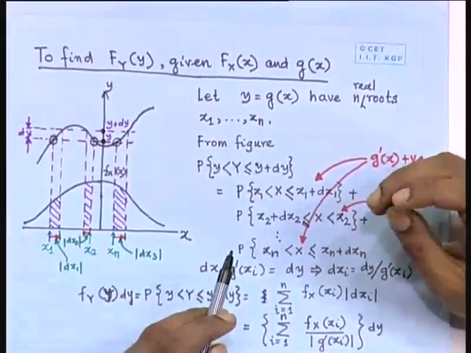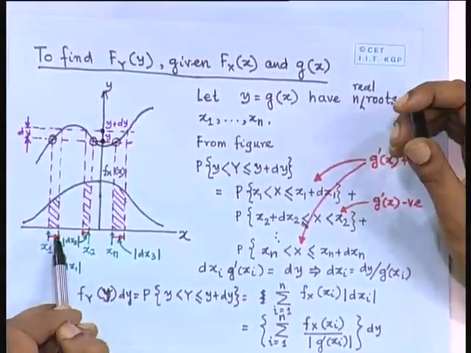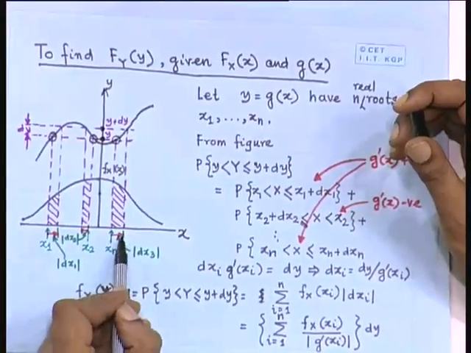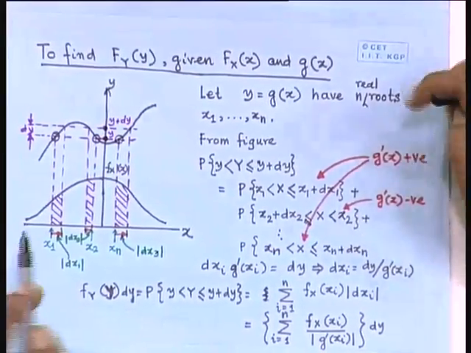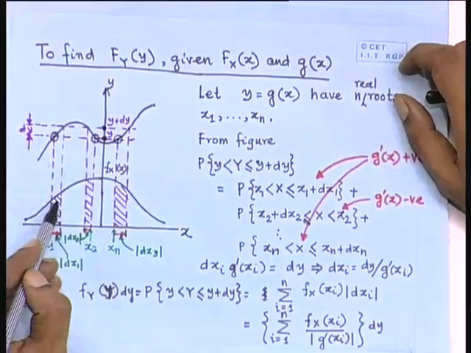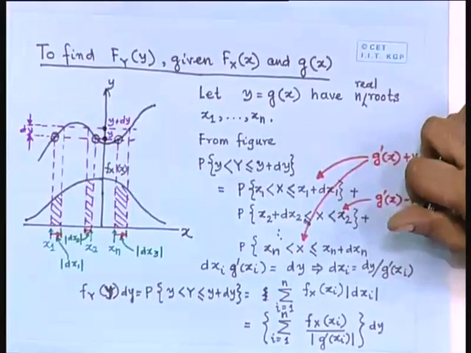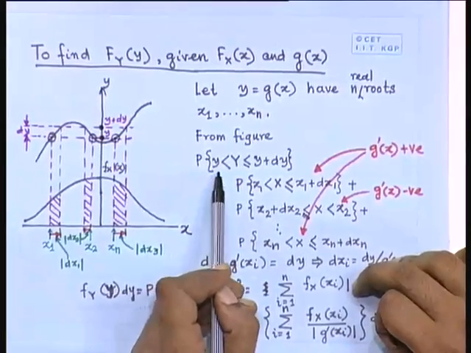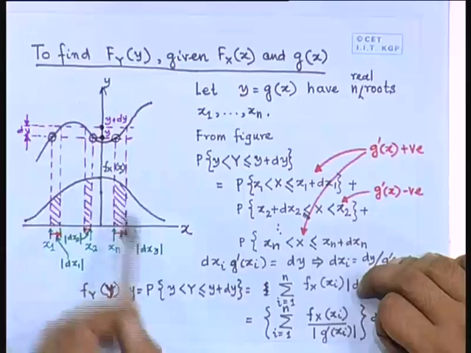Now if you change y to y plus dy, all these points will now contribute to the probability. So there will be a change from x1 to x1 plus dx1, x2 to x2 plus dx2, and in general xn to xn plus dxn. In this case 3, here I have written n. So what is the probability of y plus dy? It is these pink hatched areas. That is the probability that y lies between y and y plus dy. That is what I have written: the probability that capital Y is between small y and y plus dy is the sum of these hatched areas.